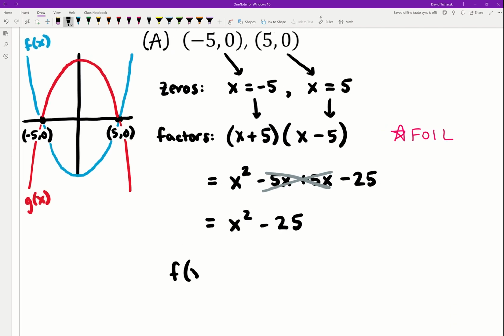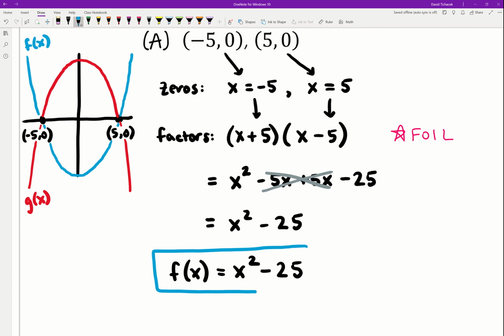So I'm going to go ahead and write that down here. f of x is equal to x squared minus 25, and that is the exact equation of that blue parabola that opens up in my picture, which has those two x-intercepts of negative 5, 0 and positive 5, 0.